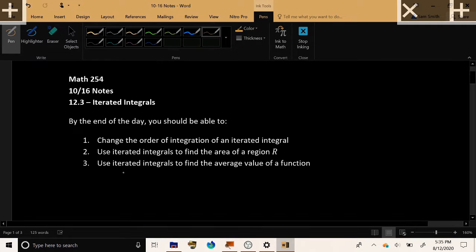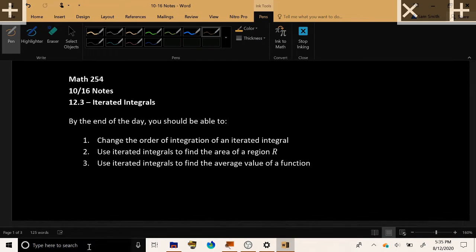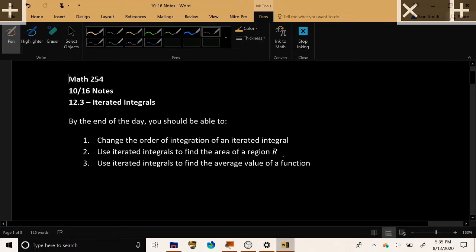Second, we're going to use iterated integrals to calculate a couple of things. First, we're going to use it as a way of calculating the areas of two-dimensional regions. And three, we're going to use it to calculate the average value of a function, just the same way that we found average value of a function back in Calculus 2.